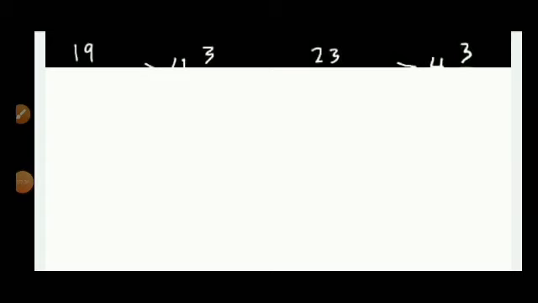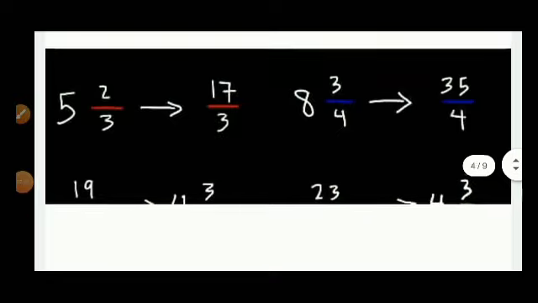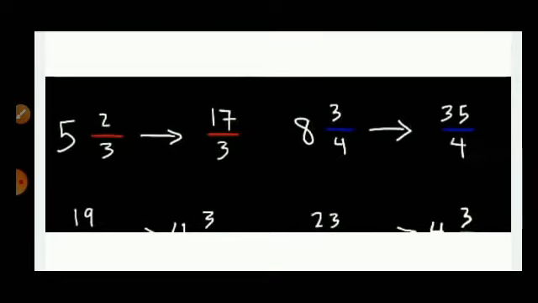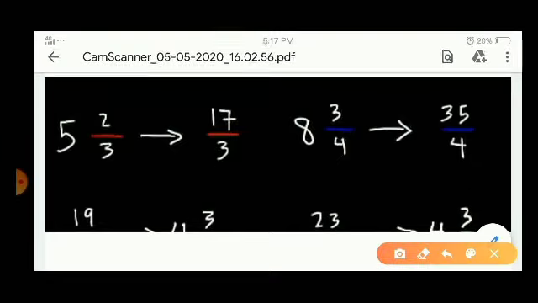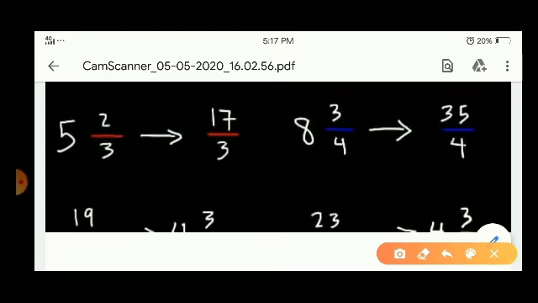Mixed fraction into improper fraction. So here are two examples. First is 5 2 upon 3. Second is 8 3 upon 4. So what you have to do is very simple.